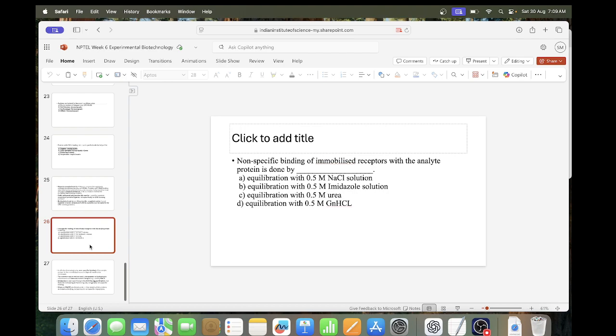So NaCl will change the properties of protein-protein interaction. At different concentrations of NaCl, you would see the same protein having different oligomeric status. So when that is possible, it means that protein-protein interactions will be inhibited. Imidazole is a competitive binding analyte for His-tag proteins. Urea and guanidine hydrochloride both can denature your proteins. So here, non-specific binding of immobilized receptors with the analyte protein is done by equilibration with NaCl.